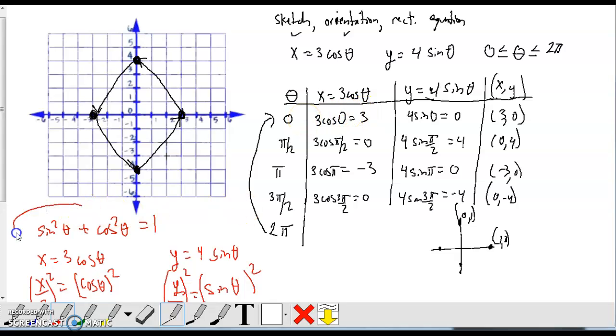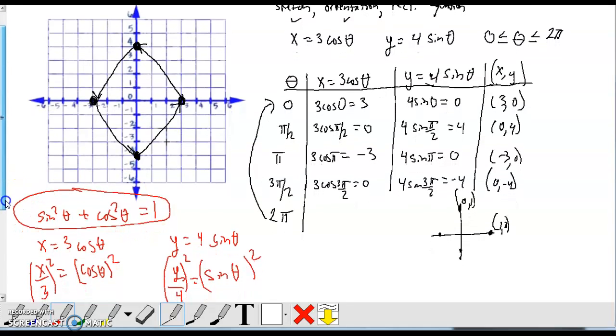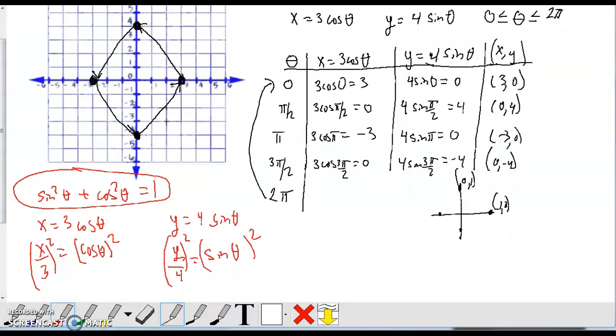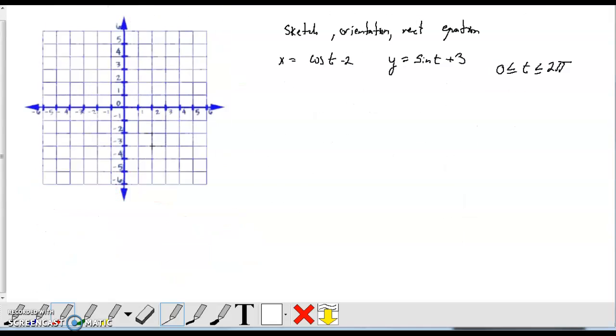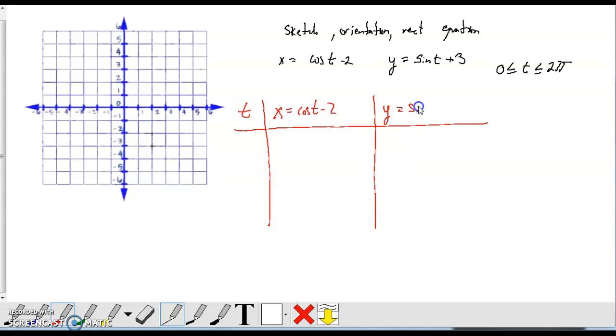So if we can remember this lovely equation, your trig identity, coming back to those trig identities, it'll make life a little bit easier. Okay? So why don't you go ahead and pause the video, try this one on your own, and see what happens here. I'm going to again set up a table. This time there is a t in it. But go ahead and pause the video and try this one on your own and see if you get the same graph and same rectangular equation that I am going to get.